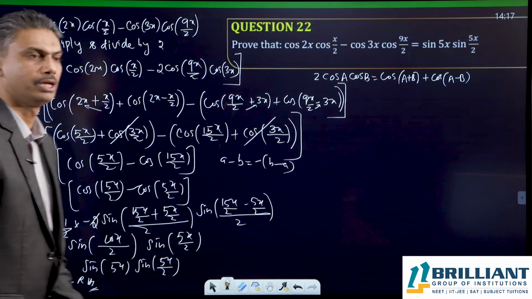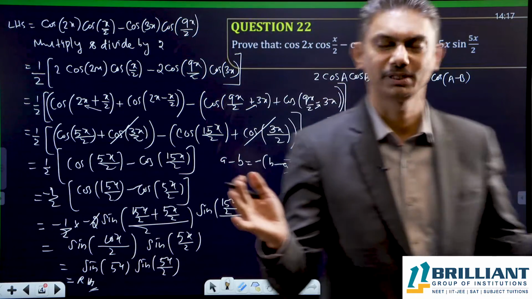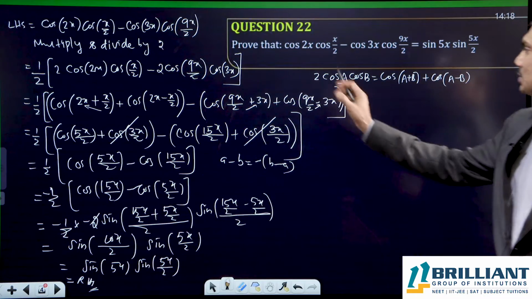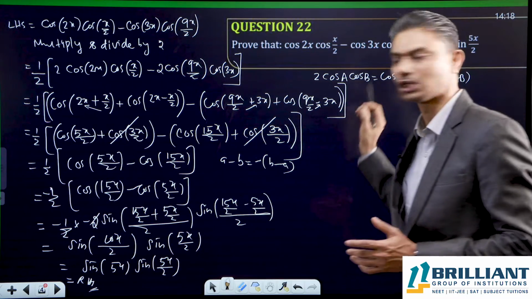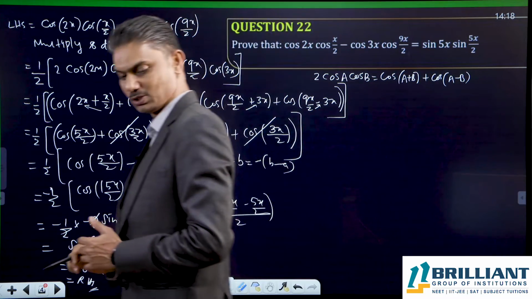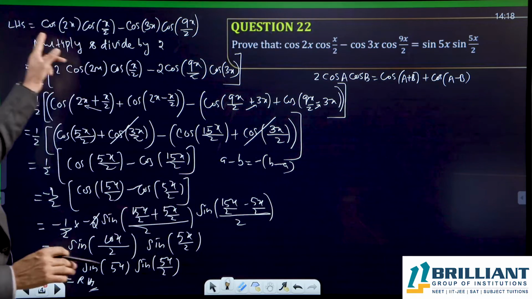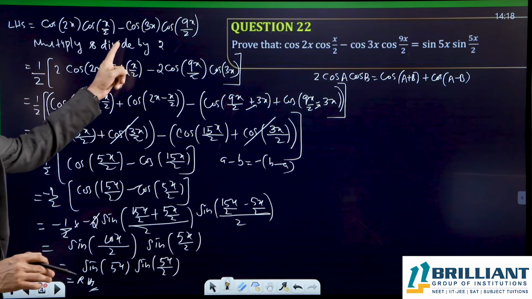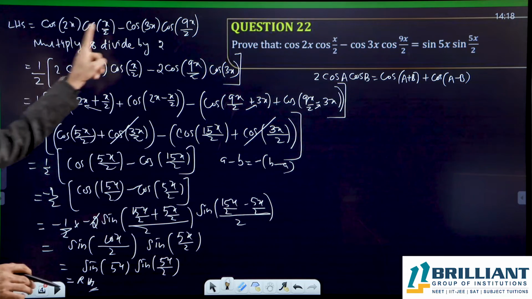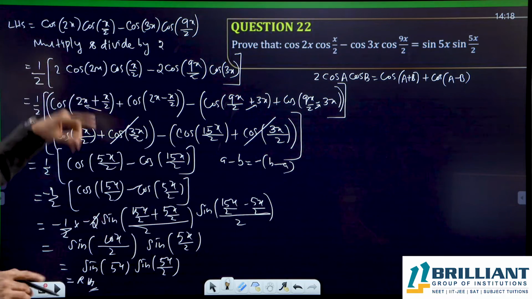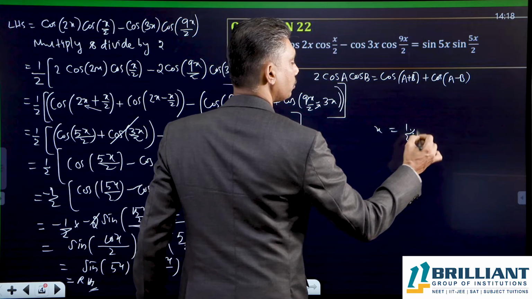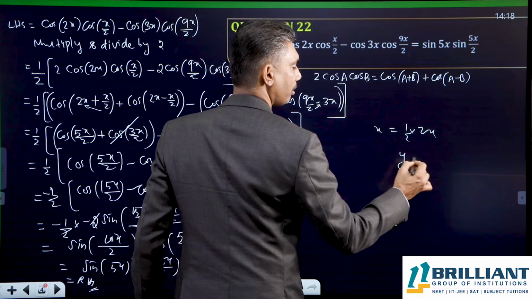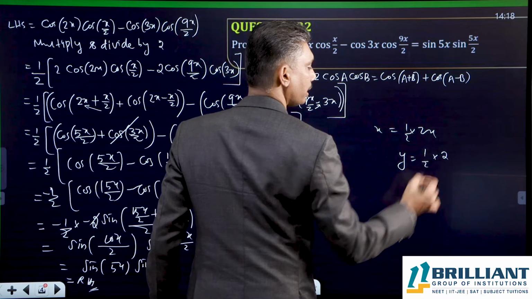So, beautiful, no? So, listen to me. What formula did we use here? 2 cos A cos B is equal to cos of A plus B plus cos of A minus B. But when I wrote the LHS, there was no 2 there. So, I put 1 by 2 and multiplied by 2. So, anything you can write. See, x you can write as 1 by 2 into 2x. y you can write as 1 by 2 into 2y.